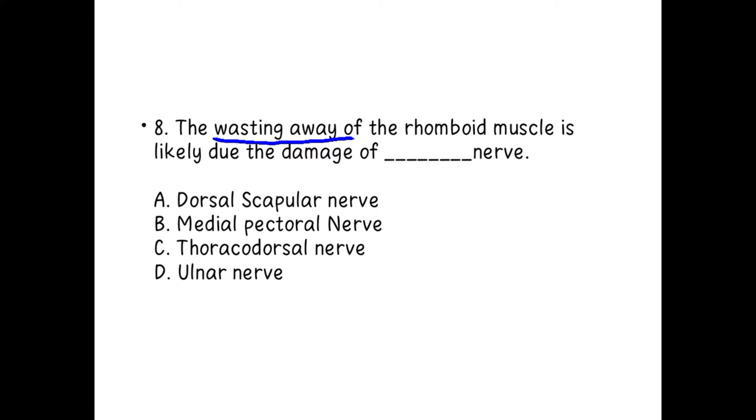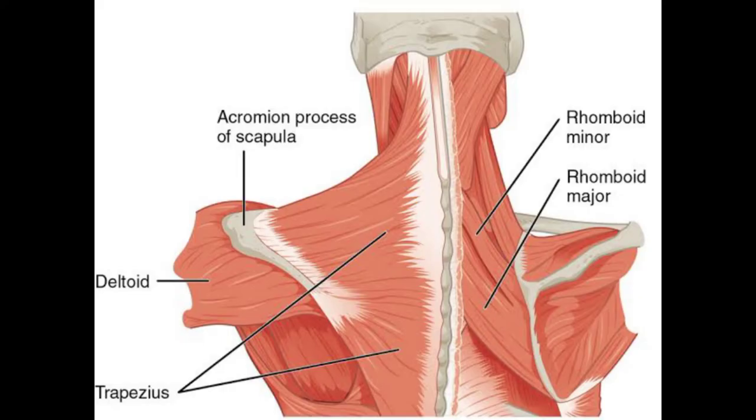So the right answer to this question is A, the dorsal scapular nerve. Why? Because it's the nerve that supplies the rhomboid muscle. This is the rhomboid muscle. There are two of them. You have the rhomboid minor, the smaller, superior one, and the rhomboid major, the larger, inferior one.